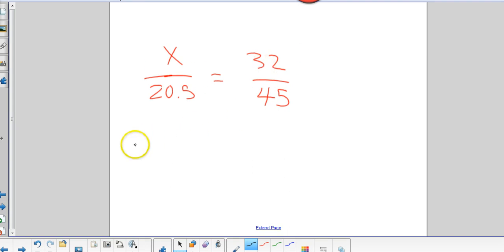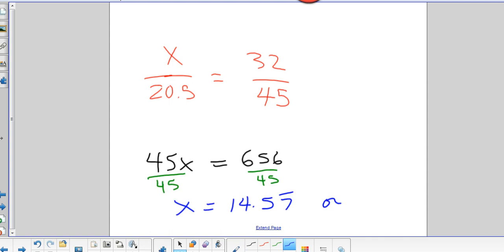Go ahead and give that one a go. I'll hit pause and do this one real quick. Okay, now again, you don't need to show me the multiplication. 20.5 times 32 is 656. All right, you can write 656. You don't need to write the multiplication, but you can't just go to an answer.